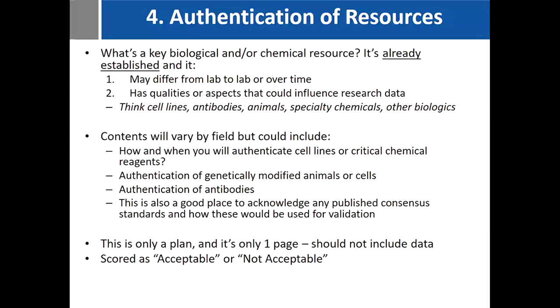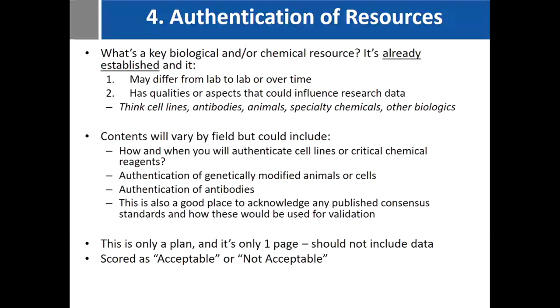These are resources that have already been generated. In order to hone in on the ones we really need to address in this section, think back to the rationale for this policy. We know there are significant issues with cell line contamination. We know there are significant issues with antibody specificity. We know there are issues with genetic drift in animal models, for example. So the things that worry you are the things that are likely to worry your peers. That's the kind of thing that we want to see in this section.